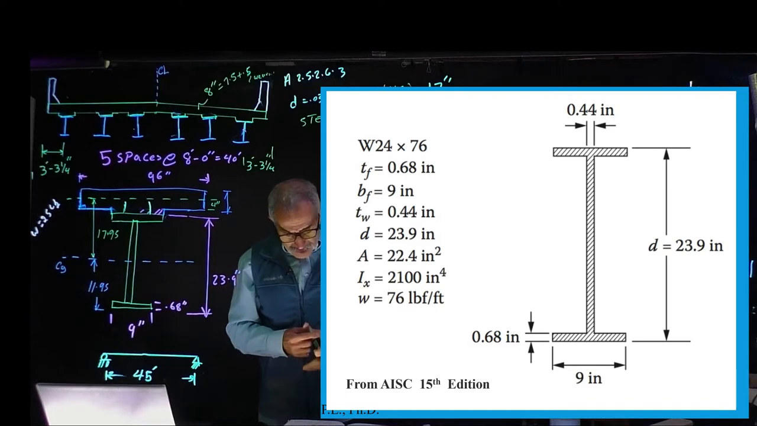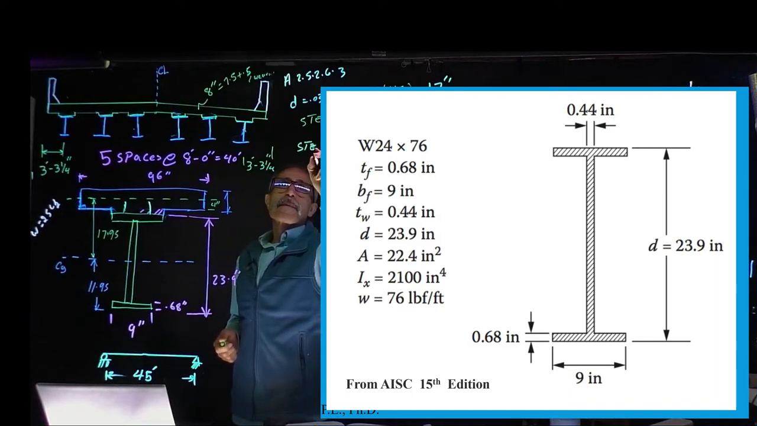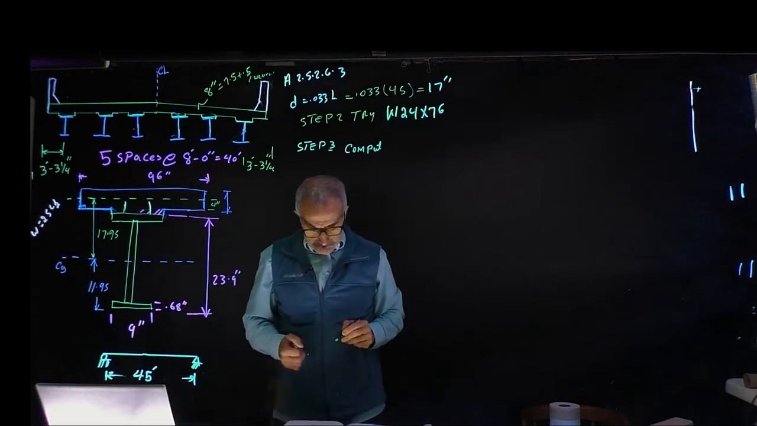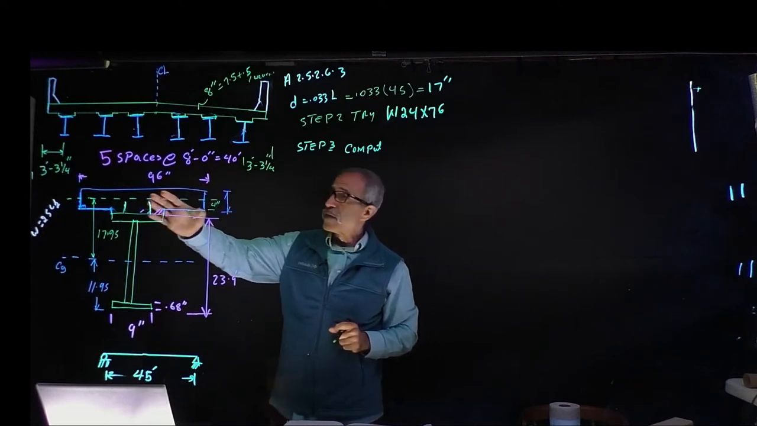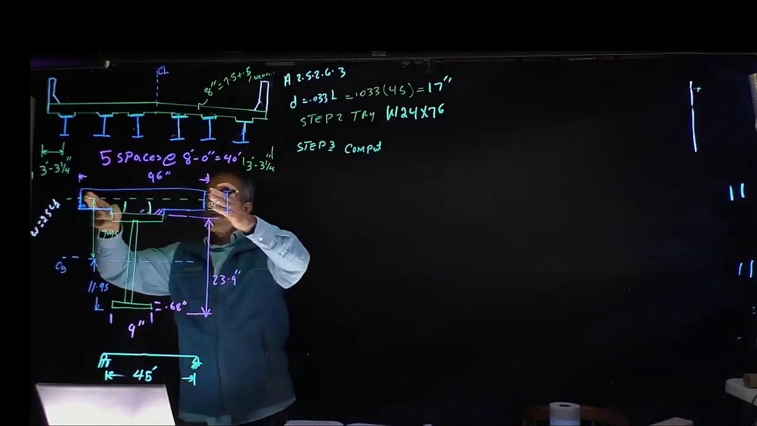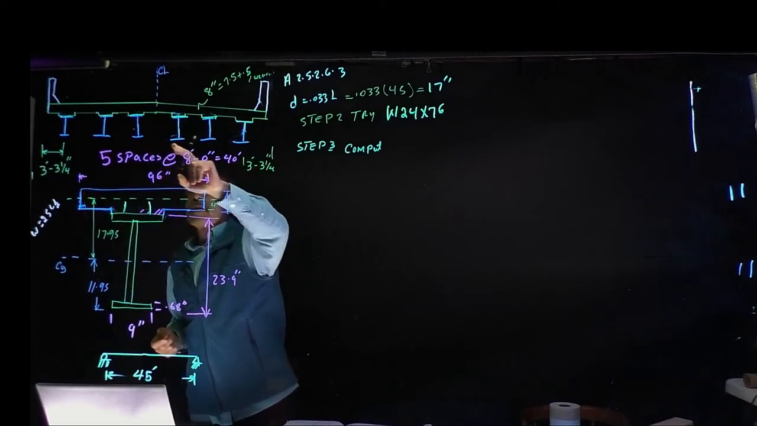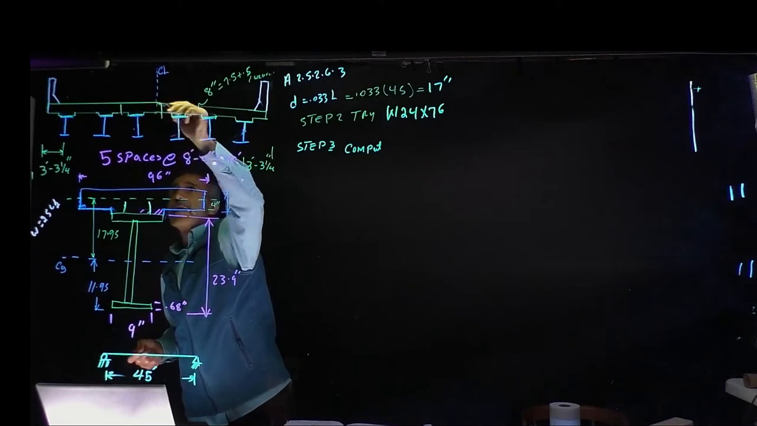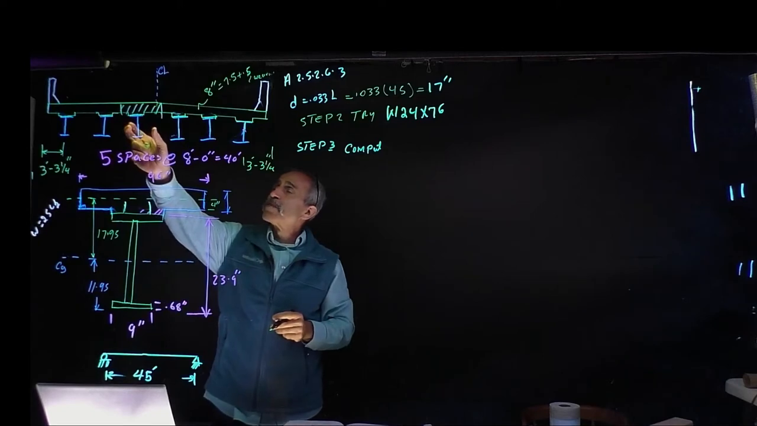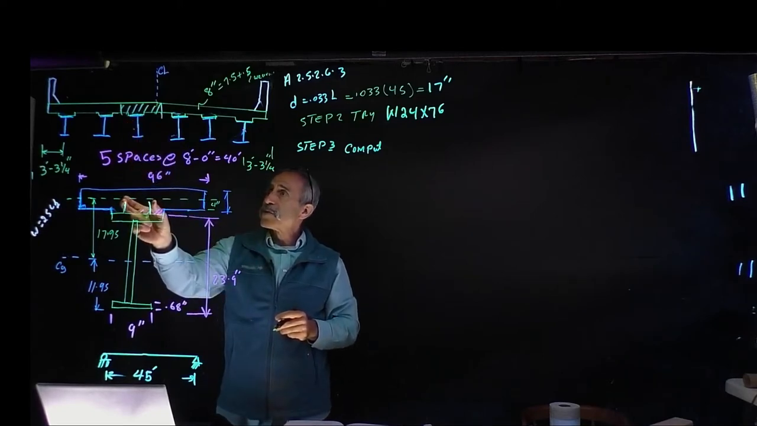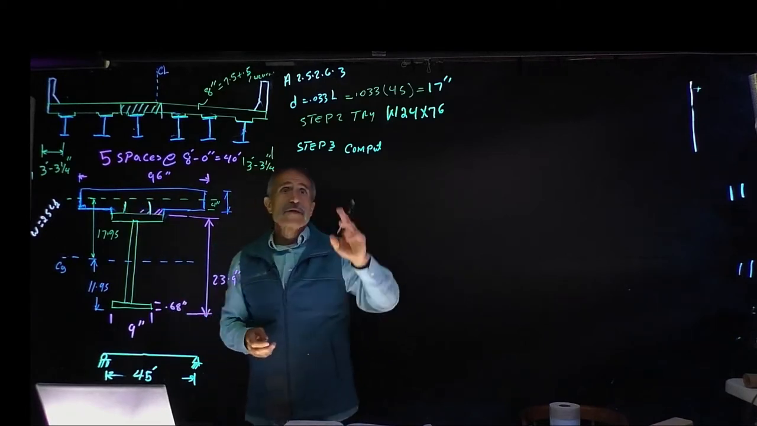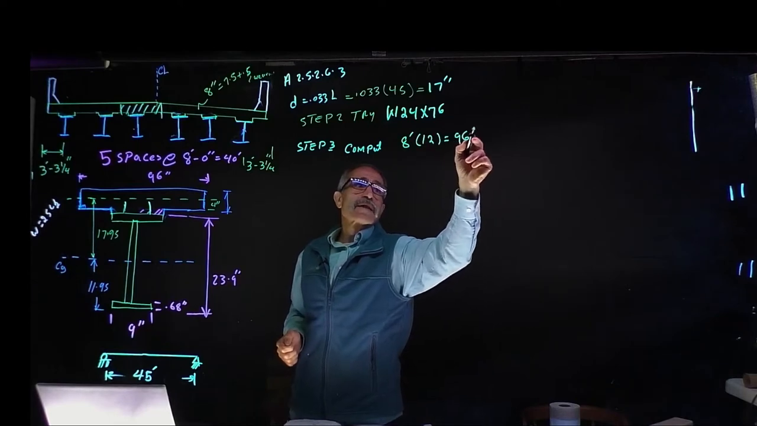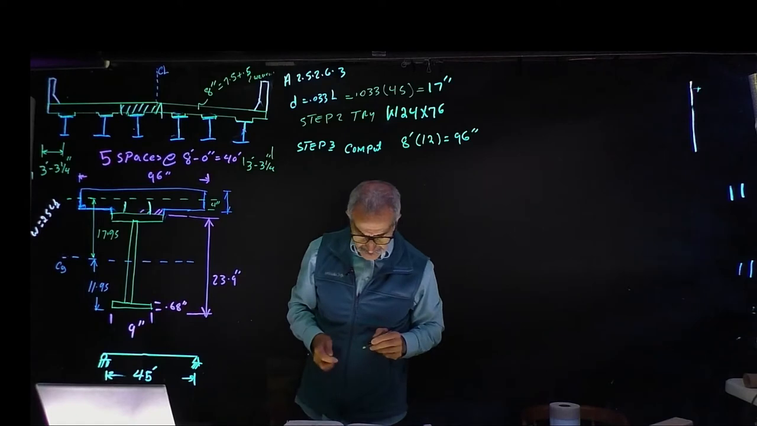The next thing, step 3, we're going to compute the effective flange width. I got 96 here. The reason is that the girders are about 8 feet apart. So basically my tributary width is going to be between this beam and this beam, something like that right here. That's the portion that this beam is going to carry, the tributary width, and that comes out to 96 inches or 8 feet. That's our step number 3, computing the effective b: 8 feet times 12 inches equals 96 inches. So that's our effective flange width.